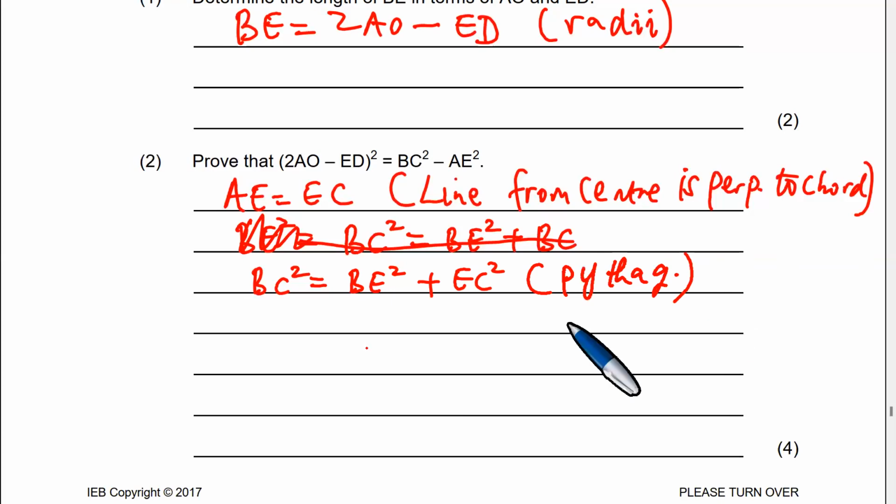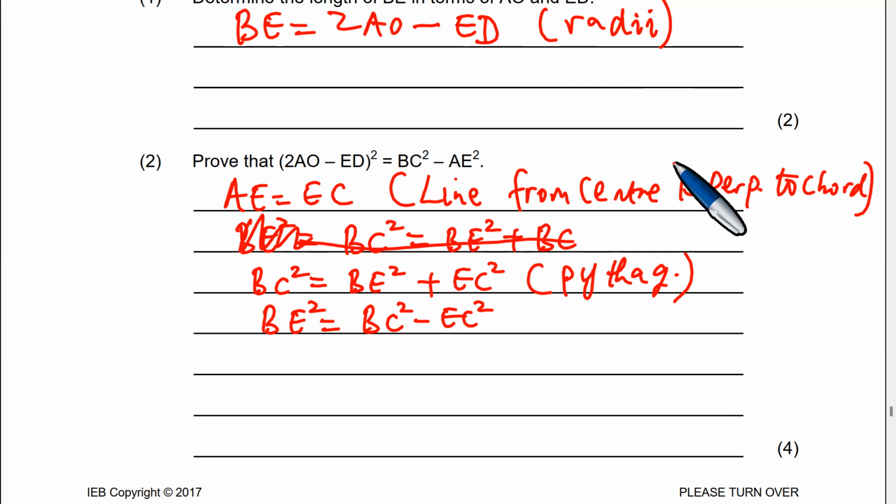This is Pythagoras. And from Pythagoras, we're able to make some achievements. What are the achievements? We can make BE the subject of the equation. BE squared is equal to BC squared minus EC squared. It's just a transposition of terms.